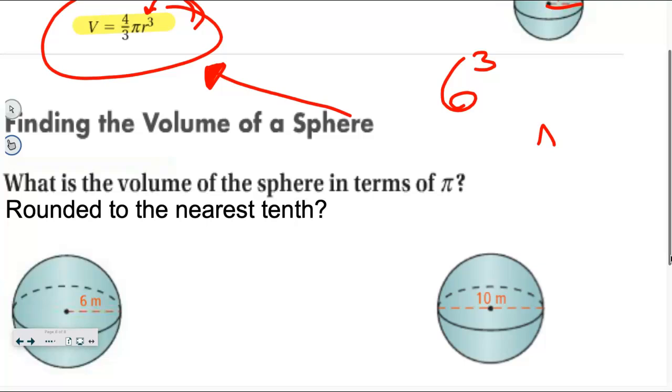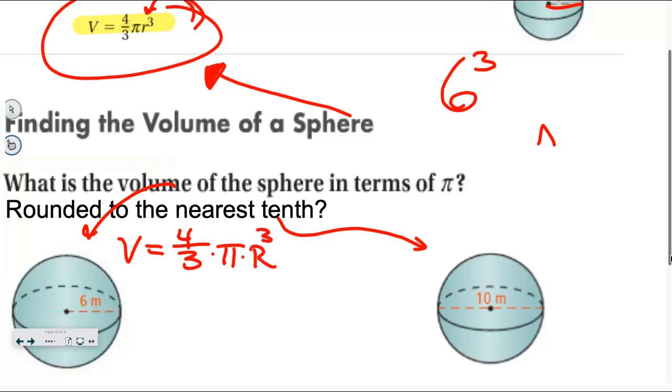All right, so let's go over here. It says, what is the volume in terms of pi? Let's do that for this one. And then to the nearest tenth over here. Let's not do both for both of them. So we're going to write the formula down as we always do. 4 divided by 3 times pi times the radius, and I'll need to cube it. And on this one, they actually give you the radius. So no worries. I'll just do 4/3 times pi times 6 cubed.